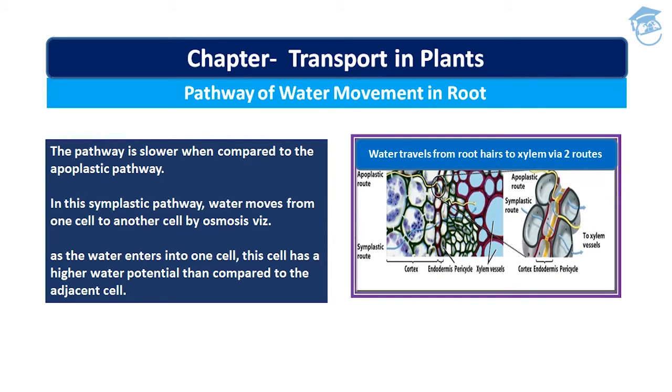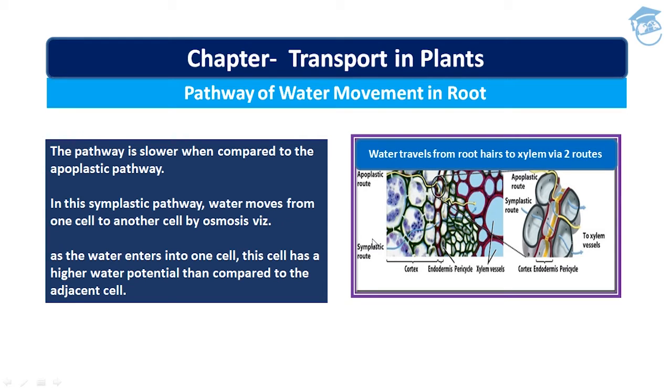This pathway is a little slower when compared to the apoplastic pathway. In this symplastic pathway, water moves from one cell to another cell by osmosis. As the water enters one cell, this cell has a higher water potential than the adjacent cell. So in the symplastic pathway, water moves from one cell to another by the process known as osmosis.